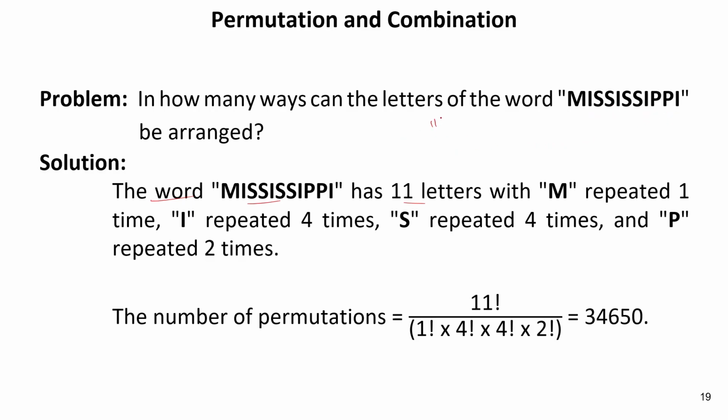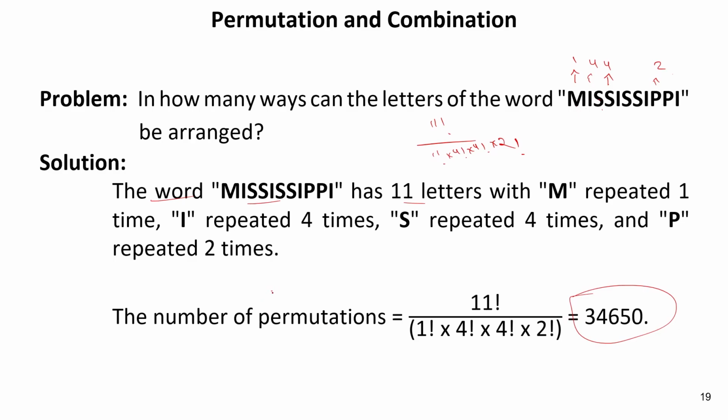So it will be what? 11 factorial by what? How many types of letters are there? 1, 2, 3, and 4, right? And how many are repeated? So M is repeated only once. I is repeated what? 1, 2, 3, 4. Repeated 4 times. S is repeated 4 times. And I is repeated that once. And P is repeated twice. Okay, so it will be 1 factorial into 4 factorial into 4 factorial into 2 factorial, right? So 11 factorial by 4 factorial into 2 factorial into 4 factorial, it will be equal to 34,650.